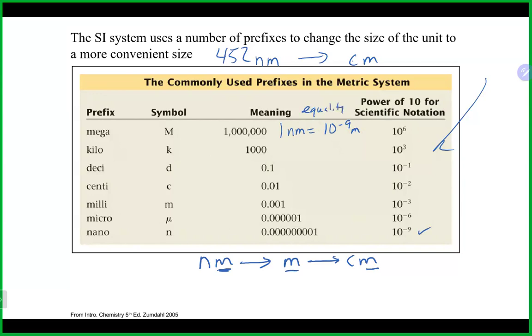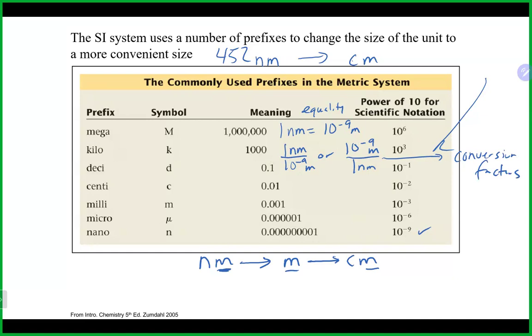And from any equality, as we'll talk a little bit more about in just a bit here, you can actually write two conversion factors. You could write 1 nanometer over 10 to the minus 9 meters, or you could flip it around: 10 to the minus 9 meters over 1 nanometer. These are what are referred to as conversion factors.